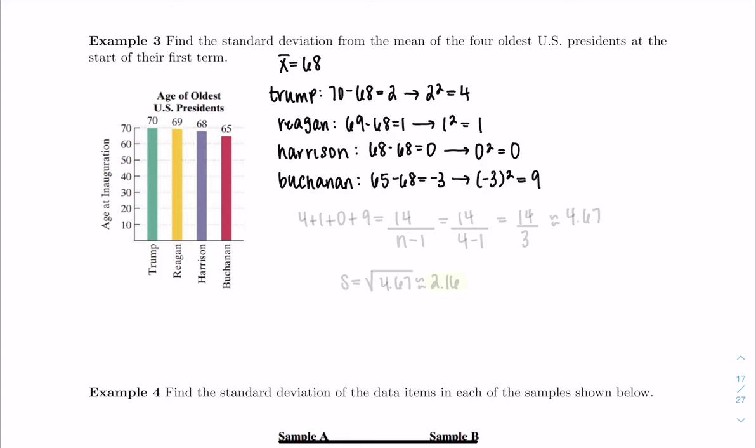So we have 4 plus 1 plus 0 plus 9. And this gives me 14. And we're going to divide the sum by n minus 1. Well, our n in this case is 4, because we have 4 different presidents we're looking at. And so we're really looking at 14 over 3.